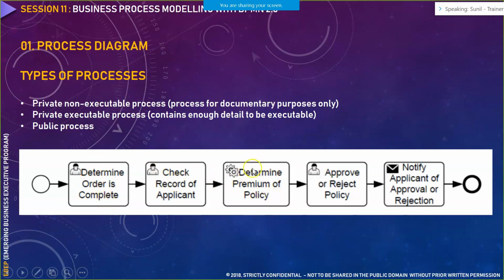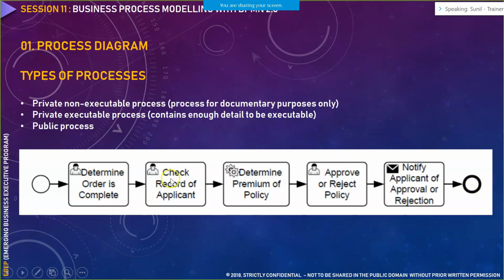After that, the policy premium is determined by the system, and after that the underwriter decides whether he wants to approve or reject the policy. And after his decision, the applicant is notified. Who's the applicant? The person who gave this information. So the applicant is notified whether his insurance is approved or rejected, and then the process ends.